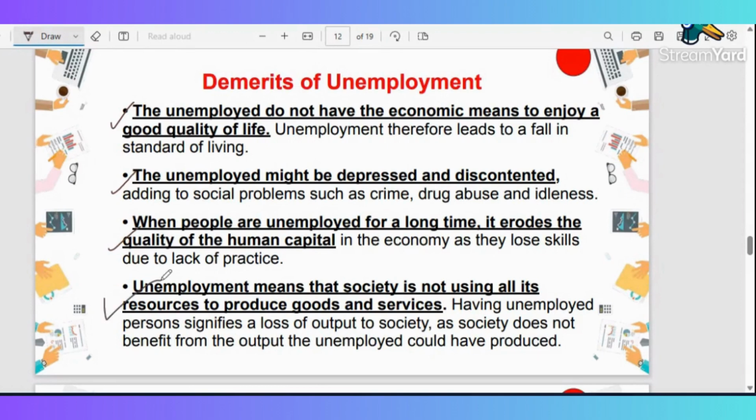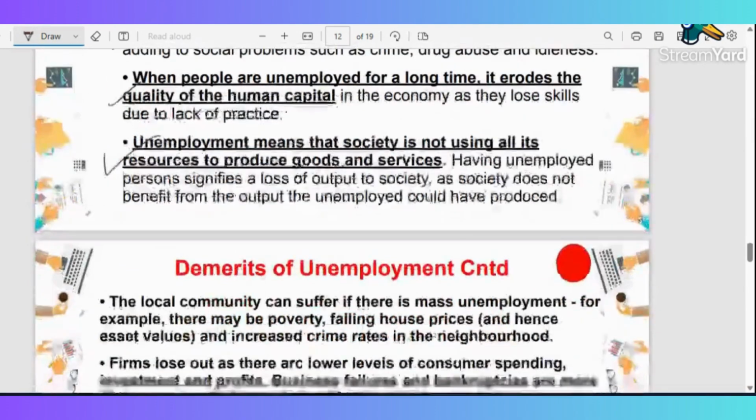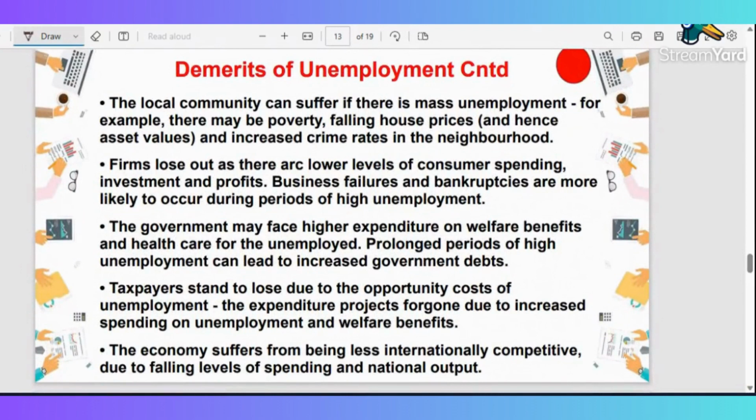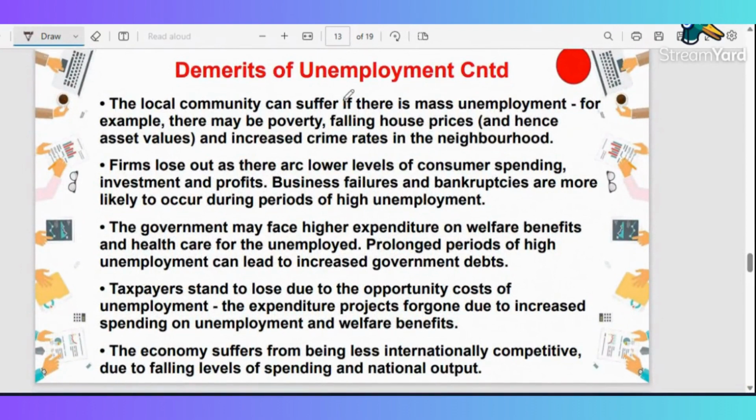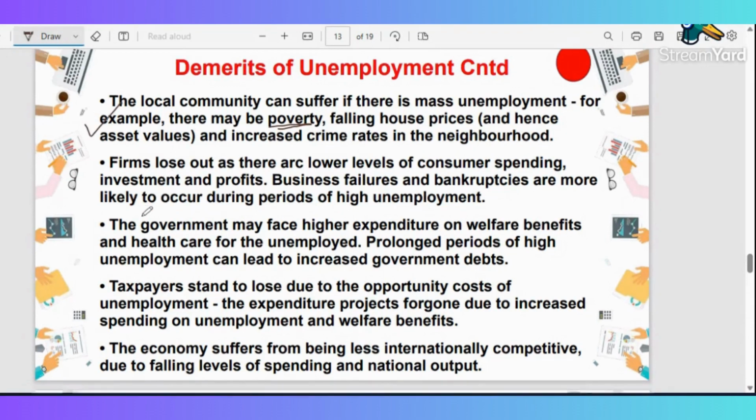So this is straightforward. It means that society is not using all its resources to produce goods and services, because the resources are the labor and we're not using all of them, right? We continue with more demerits. It also states that the local community can suffer if there is mass unemployment, which is true. For example, there will be poverty, falling house prices, and hence asset values, and increased crime rates in the neighborhood, as we said earlier. Some of these might repeat, it's just in different terms.